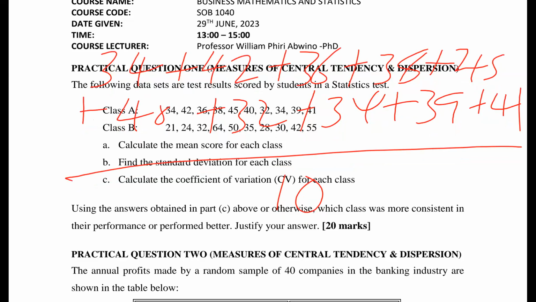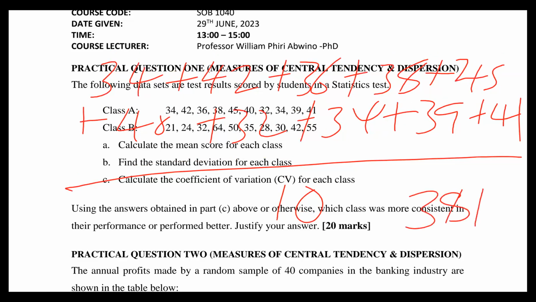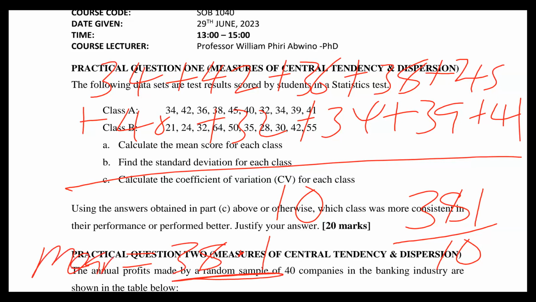Just punch your calculator. I found 381. Divided by 10. Correct. Then when we divide by 10, what do we find as the mean? 38.1. 38.1 as the mean. All right. Is there any question?